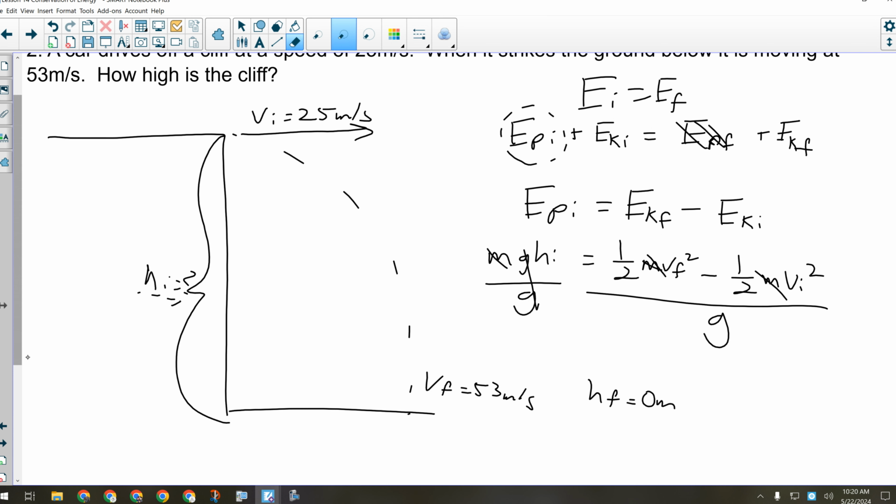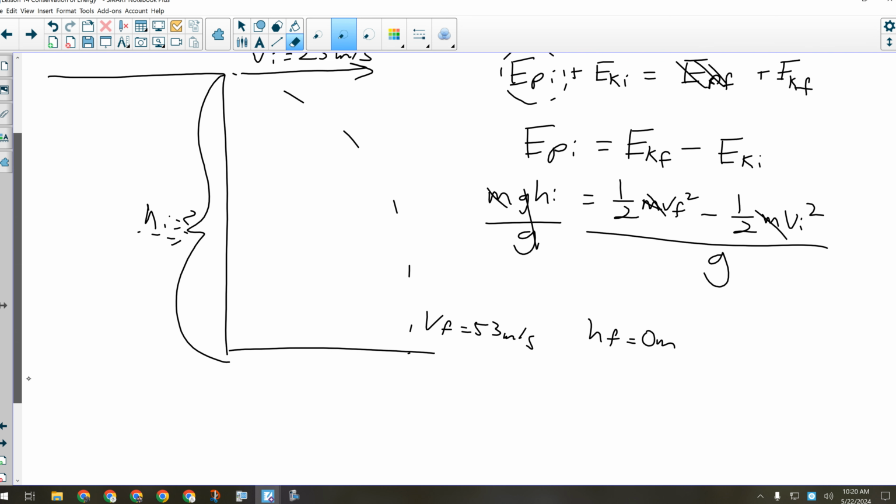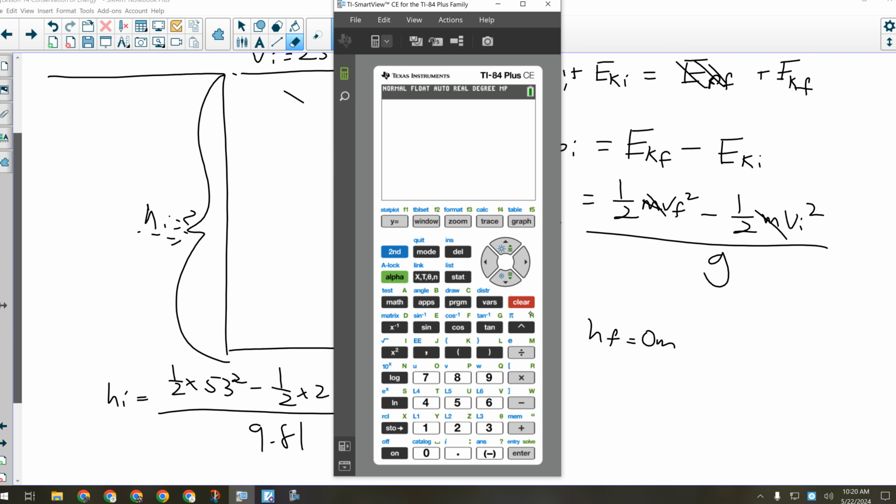Let's scroll down a bit here, guys. Initial height is going to equal, sorry, not 9.81, 1/2. I've got to divide by 9.81 in a minute. 1/2 times 53 squared minus 1/2 times 25 squared, divided by 9.81. Everybody okay with that? So I punch that into my calculator: 1/2 times 53 squared minus 1/2 times 25 squared divided by 9.81.